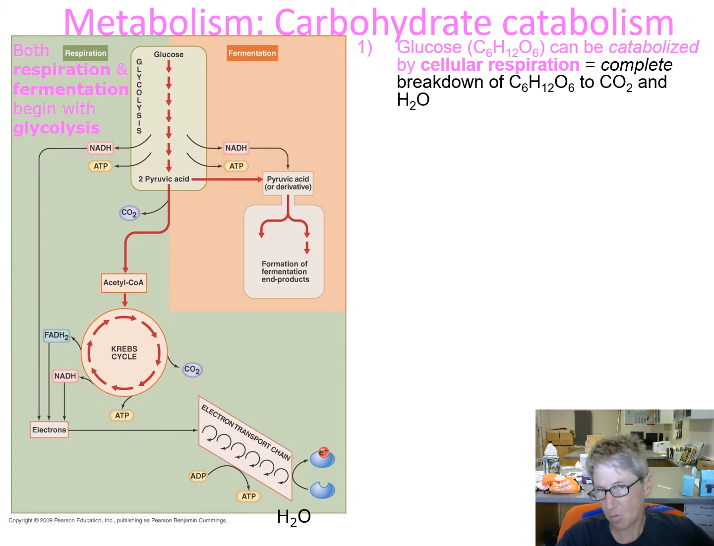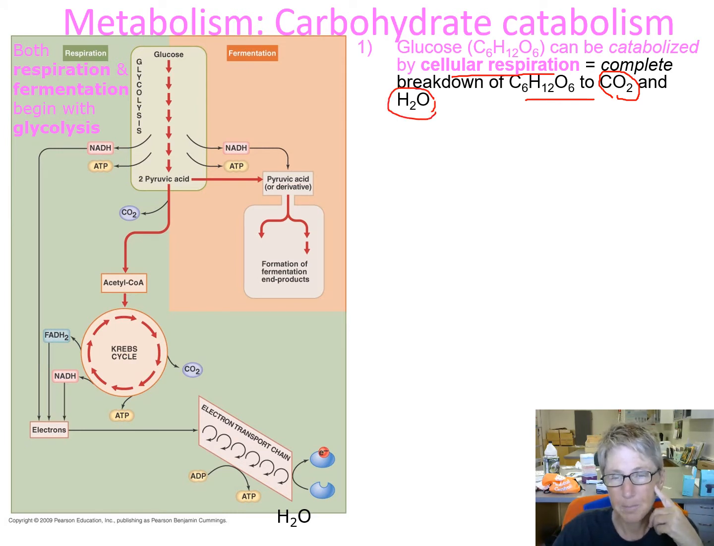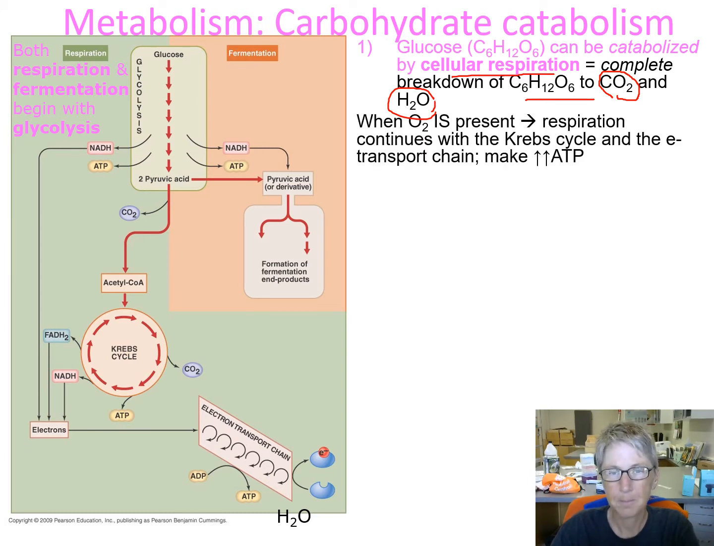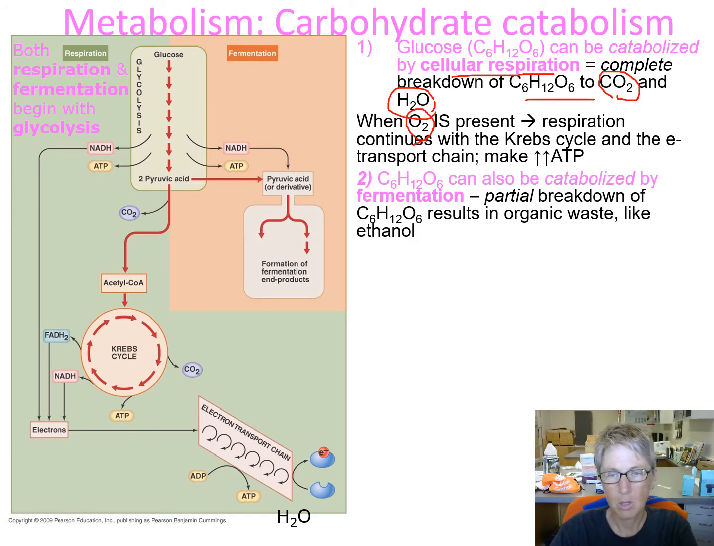Glucose, C6H12O6, can be catabolized or broken down by the process of cellular respiration. That's when you completely break down the glucose molecule, C6H12O6, to carbon dioxide, which is what you breathe out, and water. And then from that you also make ATP. And we said this, when molecular oxygen, that's O2, is present, you can go all the way to the electron transport chain, and make a boatload of ATP.